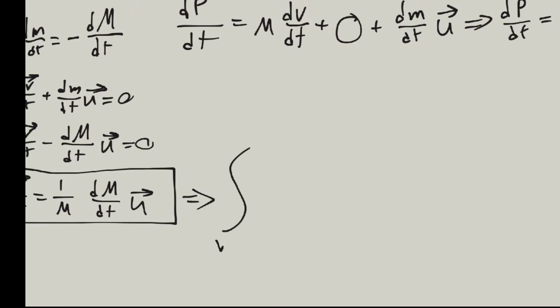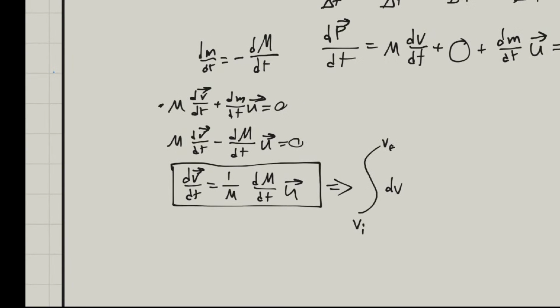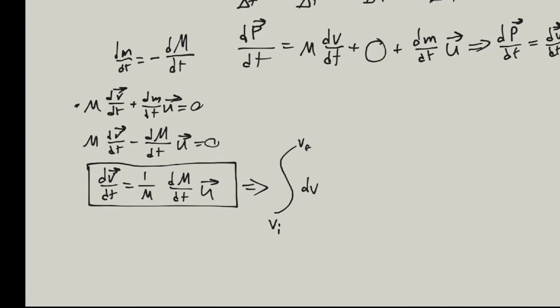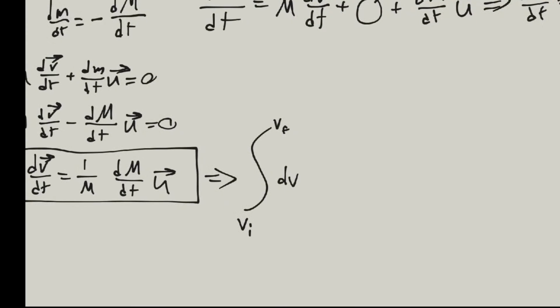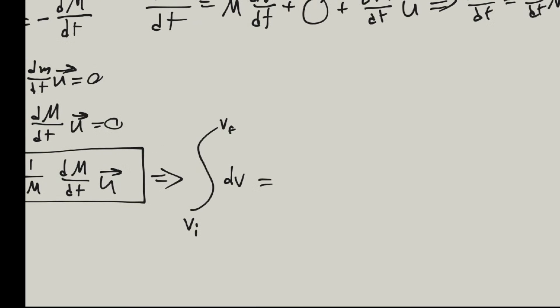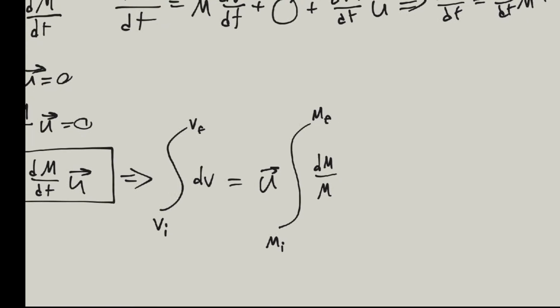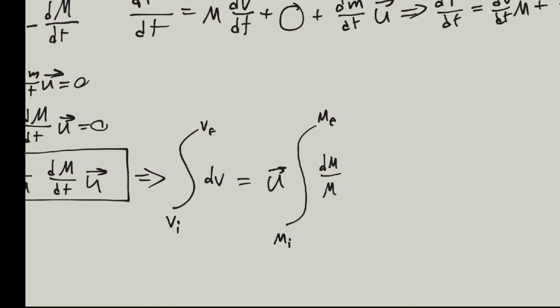The integral from the initial velocity to the final velocity times dv. By the way, what I did is I removed the dt from both sides. So that equals u times the integral from the initial mass to the final mass of dm over m, or more appropriately, 1 over m times dm. u is constant, so it does not have to go into the integral.